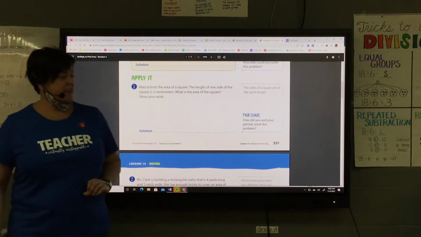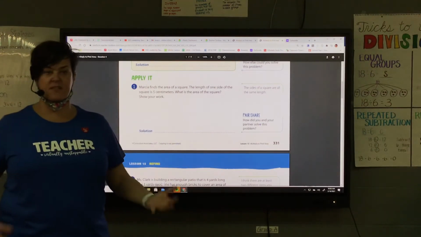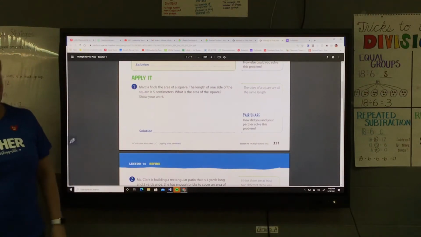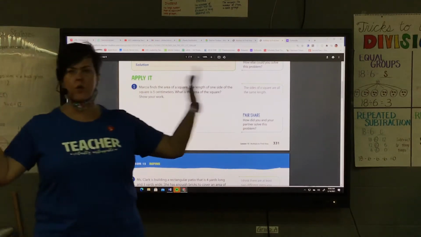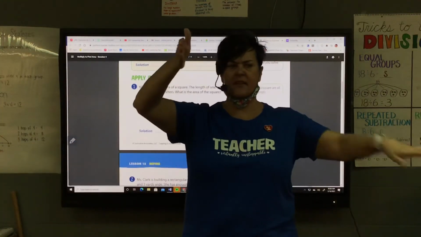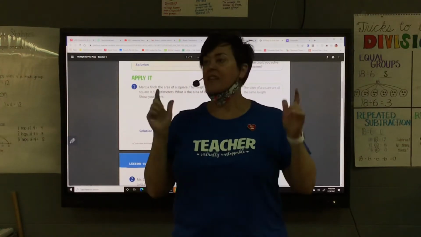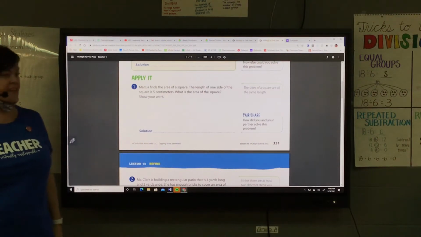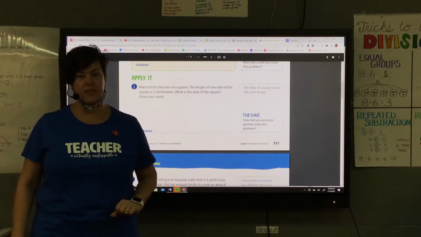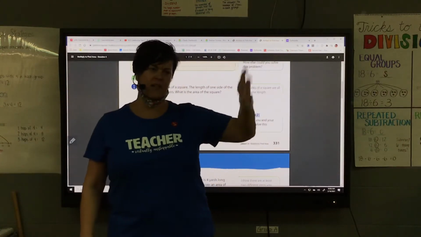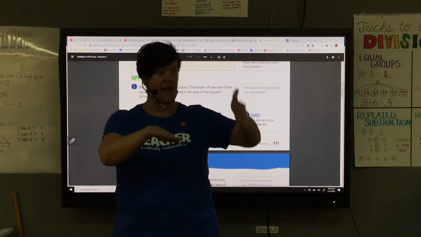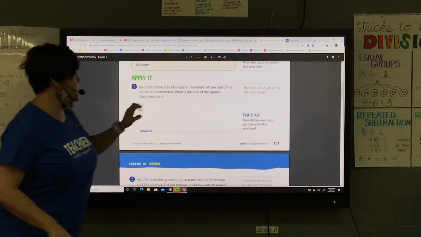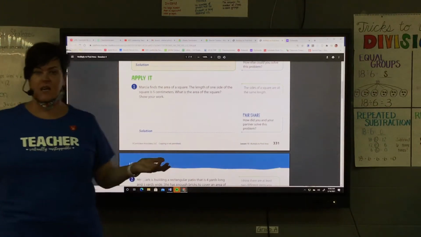Let's look at this, apply it down here. We're going to put our multiplication skills to practice solving for the area. Marcia finds the area of a square. Oh, what do we know about a square? The length and the width, what? They are the same. The length of one side of the square is 5 centimeters. So what's the length of the other side? 5. What about over here? 5. What about up here? 5. Okay. So can we find the area of that square?